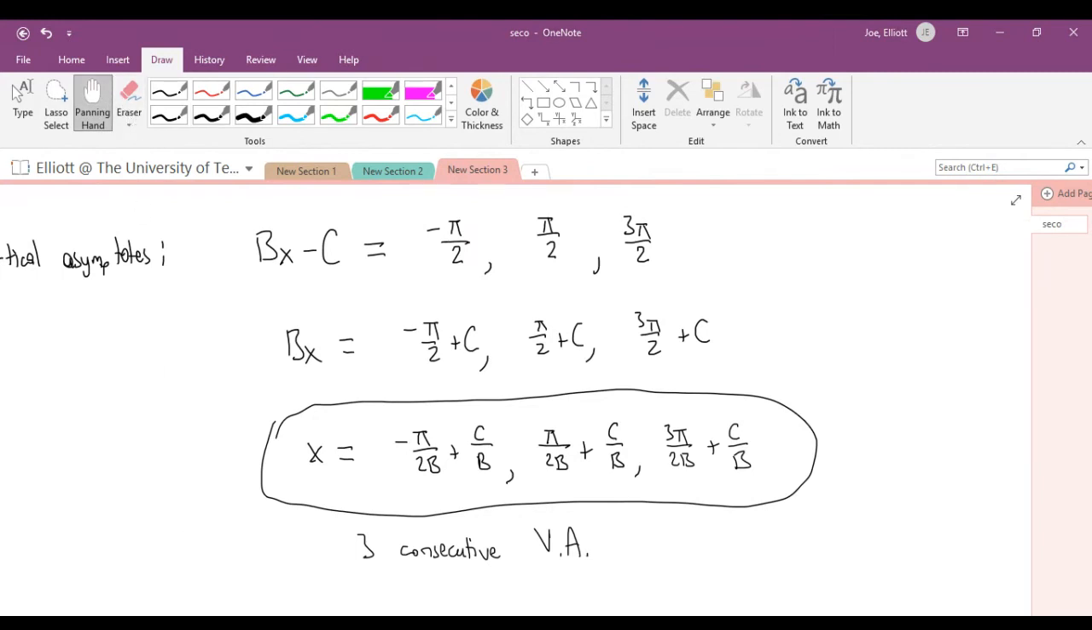Now, here I did 3 consecutive vertical asymptotes, but are you guys sometimes asked to find a general formula or a general expression for the vertical asymptotes? 100% sure. Okay, all right. Maybe I'll talk about that. It won't take long, so let me do that as well.